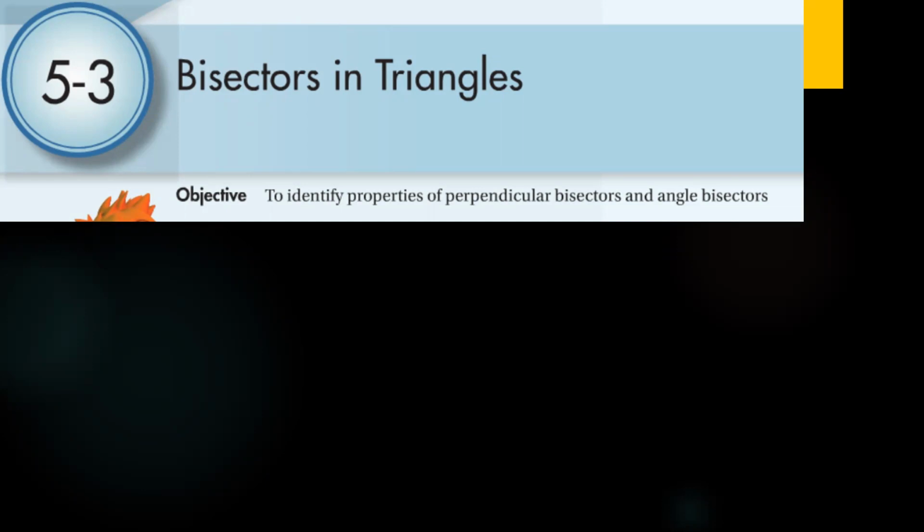In lesson 2, we talked about the angle bisector, a bisector that cuts the angle or cuts the line. Today, we are going to talk about the bisectors that cut the triangles. Bisectors in triangles. In this lesson, we are going to identify the properties of the perpendicular bisector and angle bisector.